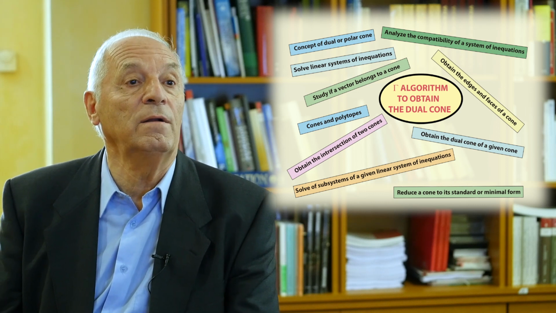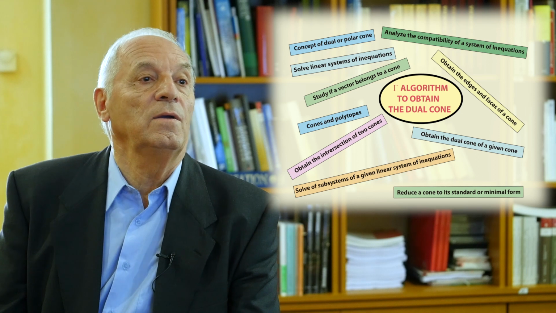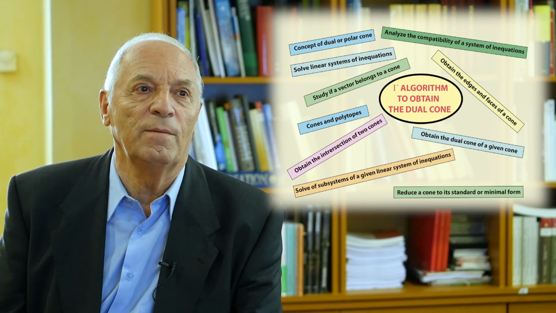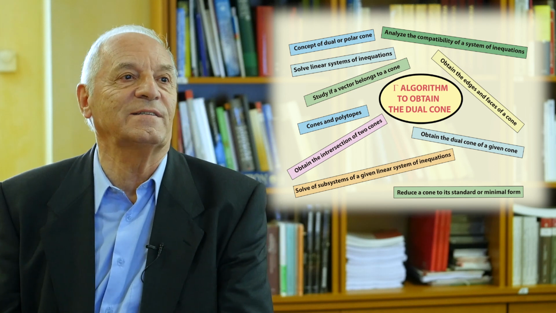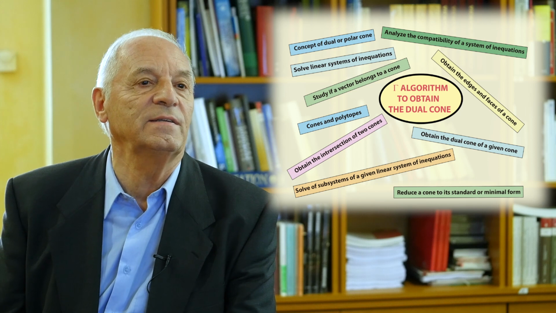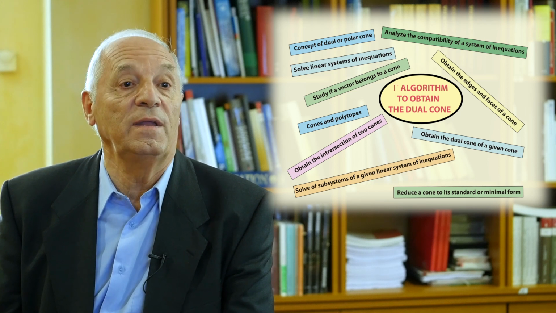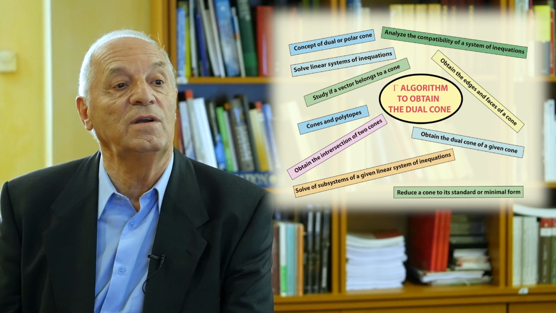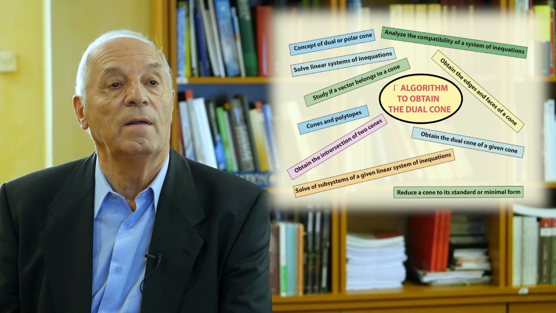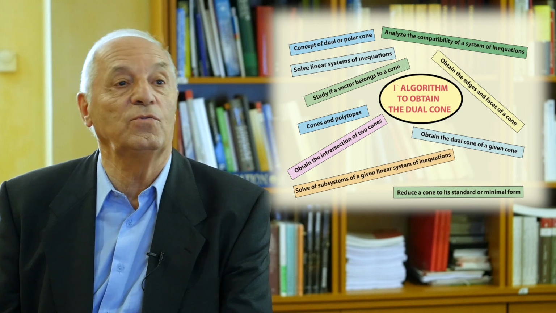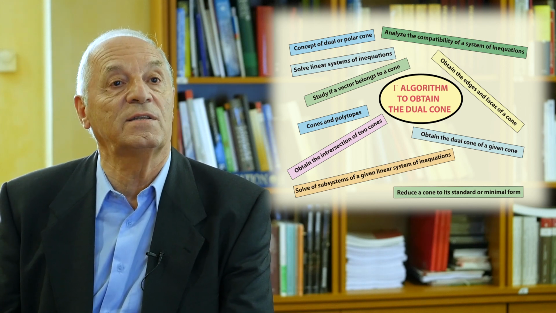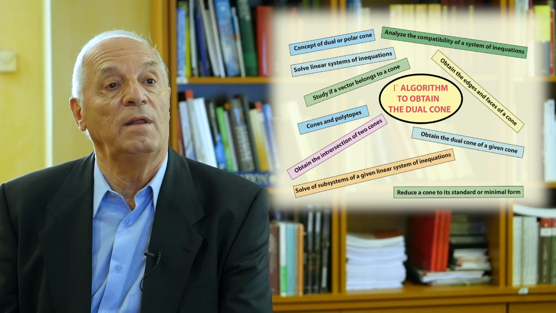So we have the Gallman algorithm, and then we can study if a vector belongs to a cone. It is not an easy problem because we have inequalities. We can solve systems of linear inequalities. We can obtain the dual cone. We can solve subsystems of a given linear system of inequalities. We can reduce a cone to its standard or minimal form, or a polytope to its standard minimal form, etc.